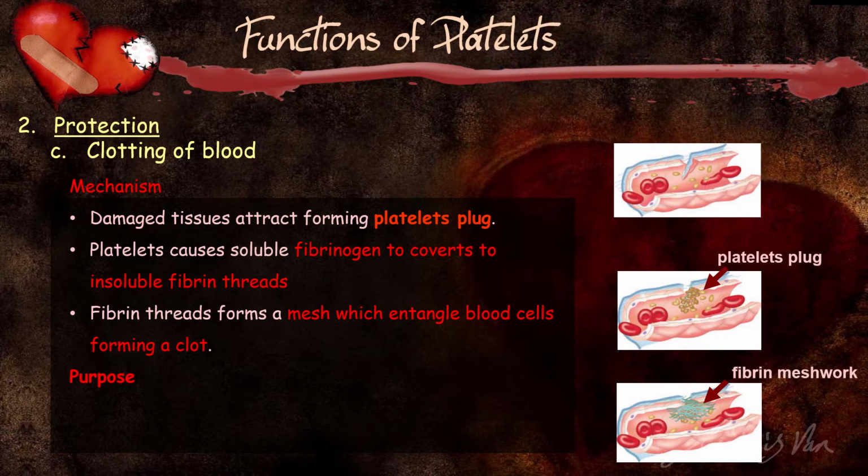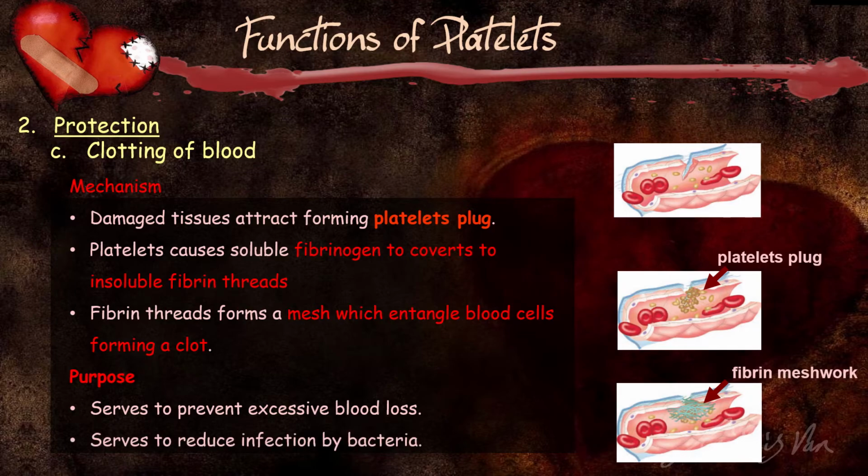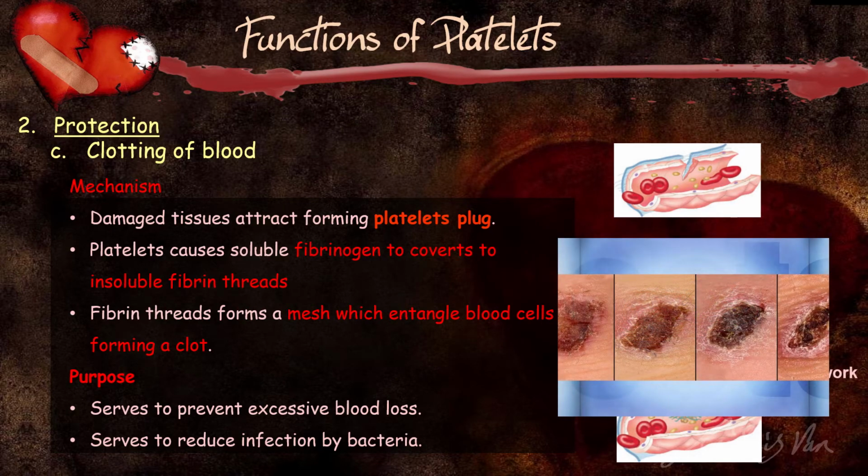And the purpose is to prevent excessive blood loss as well as to reduce infection by bacteria, because once the hole or cut has been sealed, bacteria cannot enter. And this is also why, because of the entangled red blood cell, normally when we see the site of our injury, it forms a red color patch of hardened skin, but it is not really skin, it's actually red blood cell.